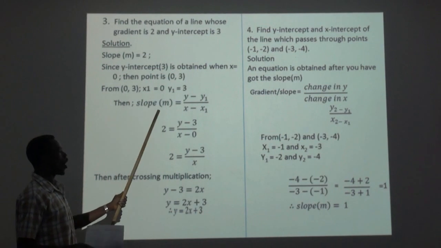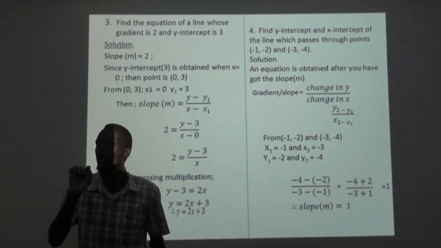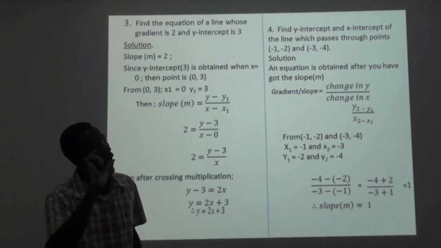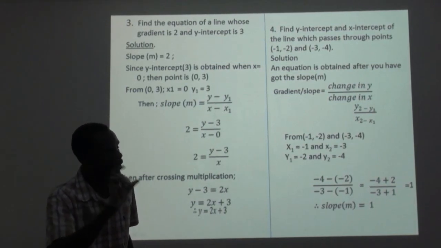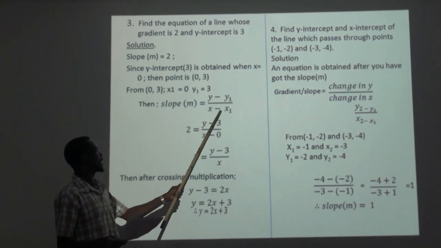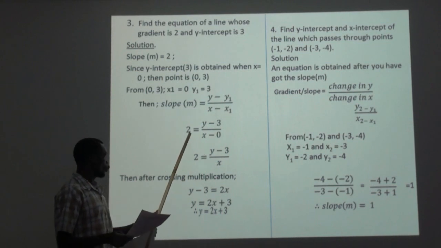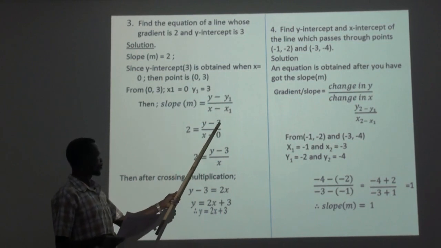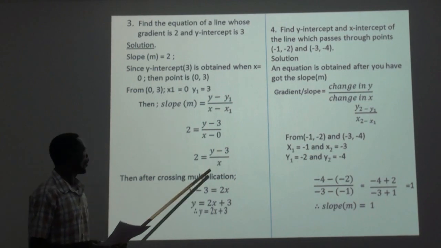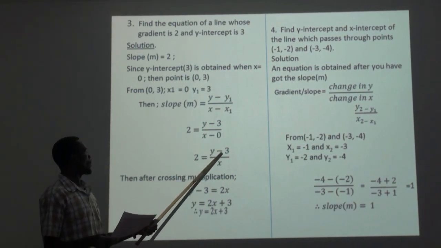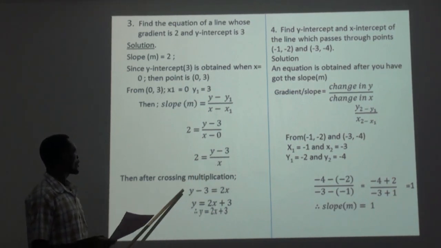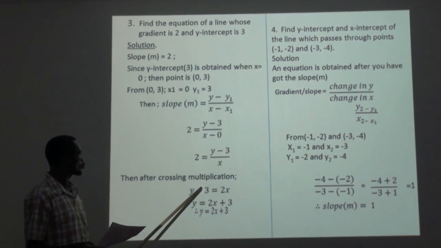3, then in order for us to find an equation, lazima tuwe na slope, lazima tuwe na y1, lazima tuwe na y na x1. Sawa? Na ndio maana hapa slope is equal to y minus y1 over x minus x1. Now 2, that is the slope, y minus 3, that is y1, then x minus 0, that is the x1. Now we have 2 is equal to y minus 3 over x. Now, after cross multiplication, we have y minus 3 is equal to 2x.